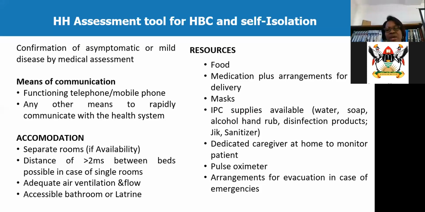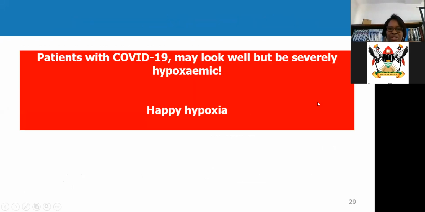Then the dedicated caregiver to monitor this patient. We all know that oxygen saturations can start to reduce at any time for these patients. So if possible, for many households, it's good to have a pulse oximeter in the home to monitor oxygen saturation so that you're able to detect when to take this patient to the health facility. It's important to note that the clinical parameters will tell you when the patient is getting into respiratory distress, but they are not as accurate as the measurements obtained from the pulse oximeter. So if possible, a pulse oximeter is important to have. Then of course, arrangements for evacuation in case there's need.